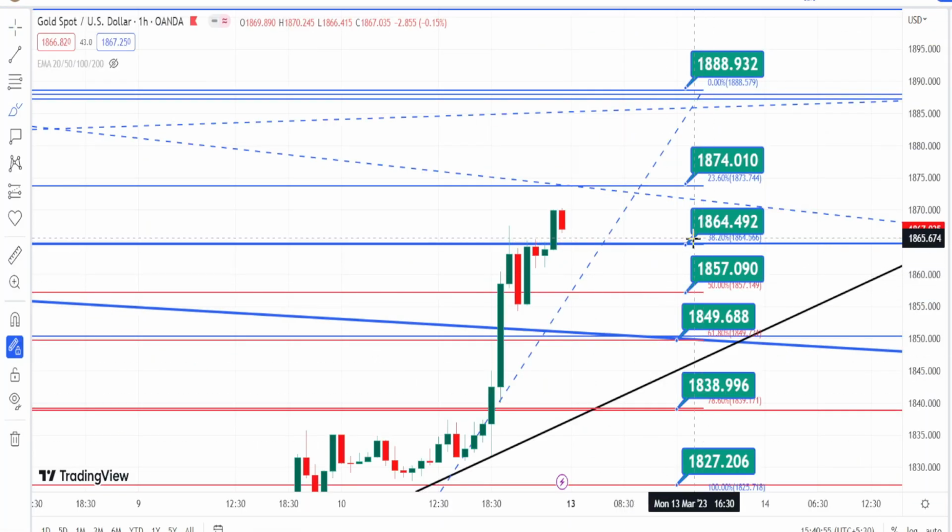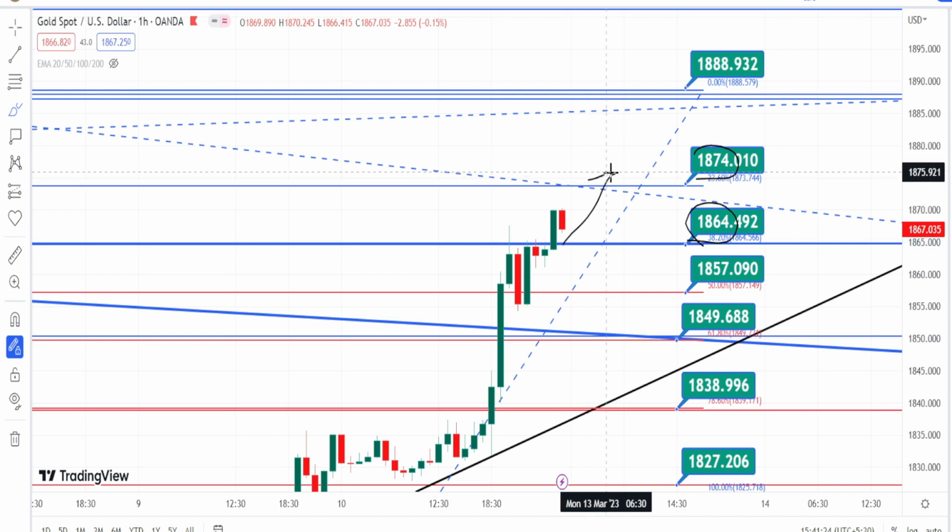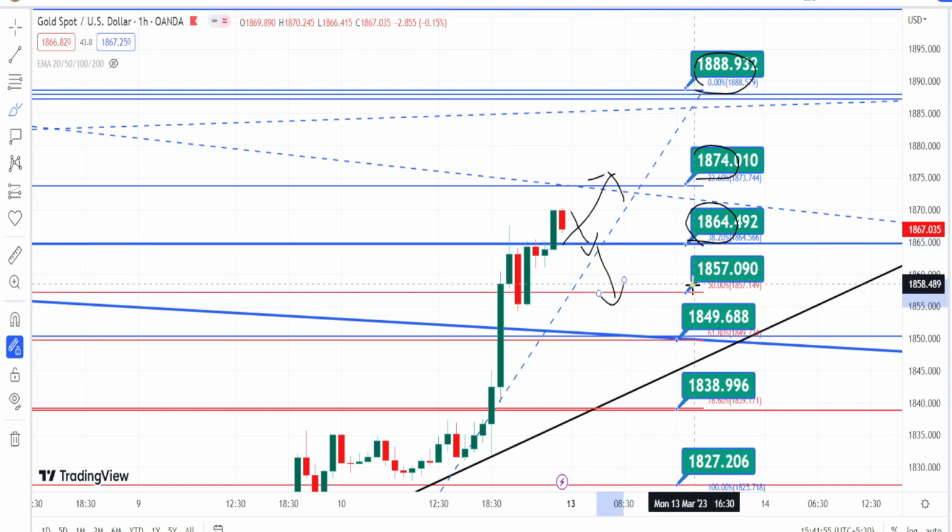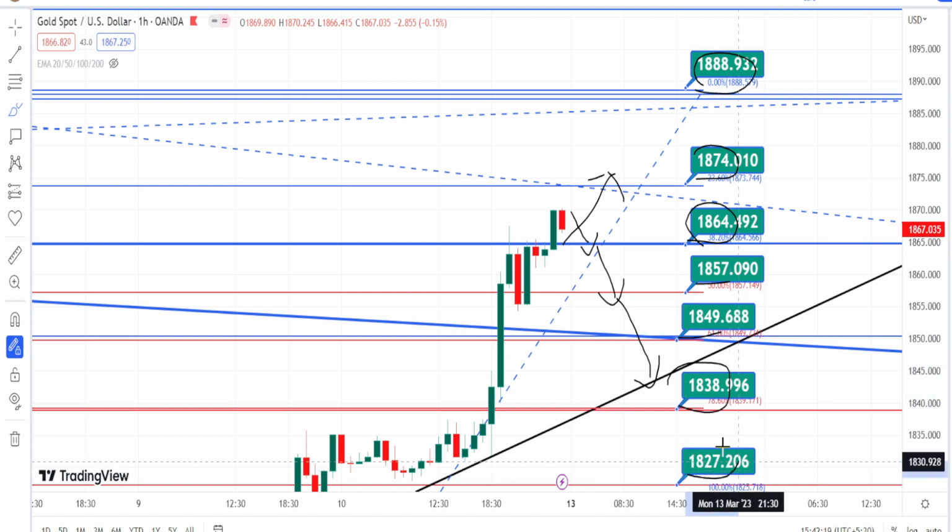So currently the price action is trading between the support level of 1864 and resistance level of 1874. Once the price action breaks this resistance level of 1874, next level of resistance is going to be around 1888. And on the bearish side, if the price action breaks the support level of 1864, next level of support is going to be around 1857, 1849 or 50. Next level of support is going to be around 1838 and 1827.